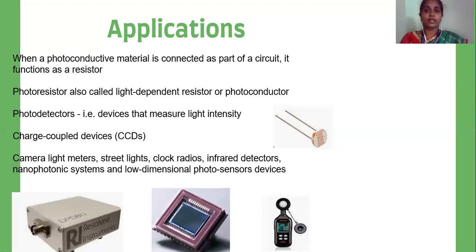Some photodetector applications in which photoresistors are often used include camera light meters, street lights, clock radios, infrared detectors, nanoparticle systems, and low dimensional photo sensor devices. So these are some of the applications of photo sensor instruments which are being used in the biomedical field. Thank you.